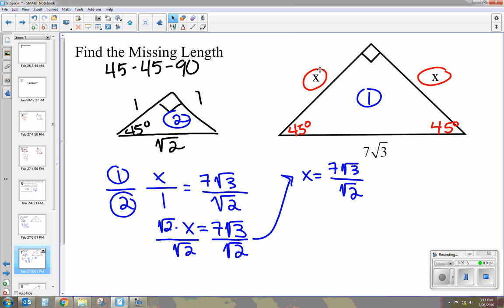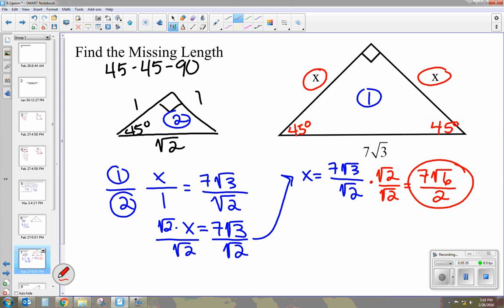Now this is not our final answer because we have a radical in the denominator. So to get rid of that, we have to multiply the top and the bottom by the denominator. So what we're going to get for this is 7 square roots of 6 over 2.